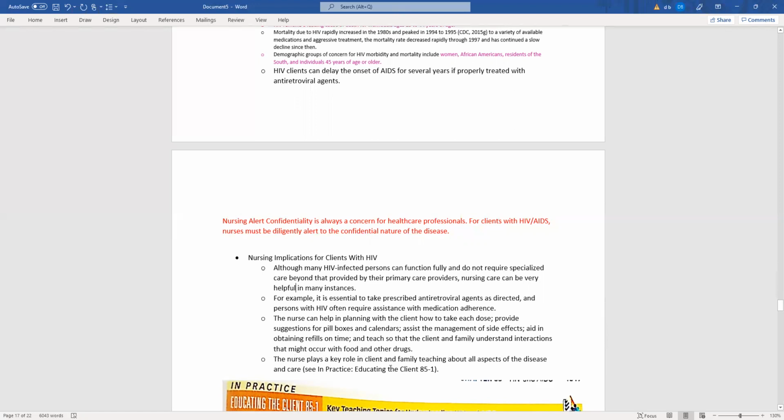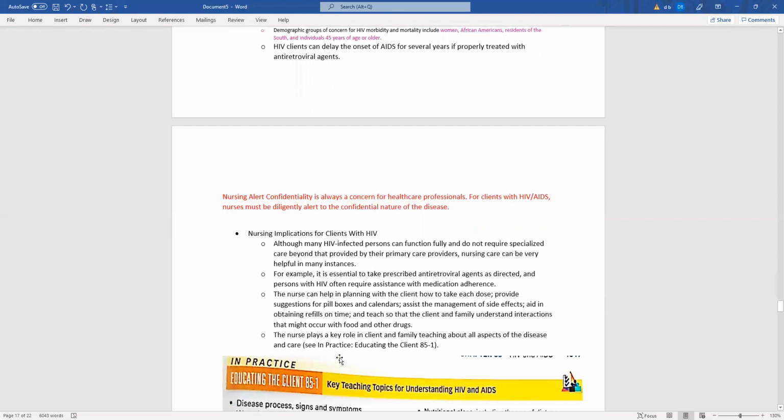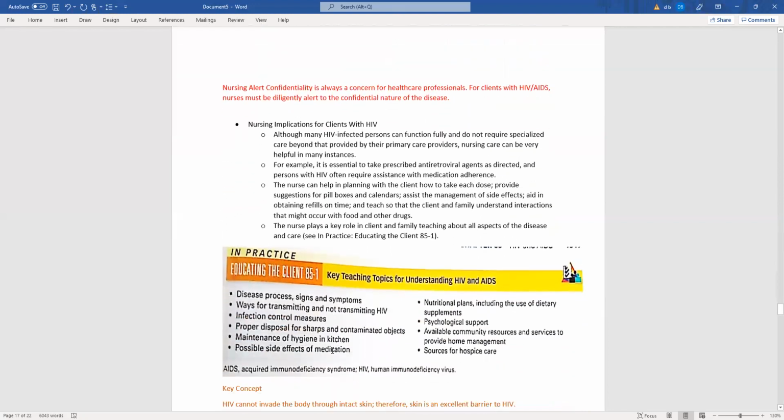The nurse plays a key role in the client and family teaching about all aspects of the disease. Y'all know what we got to do.